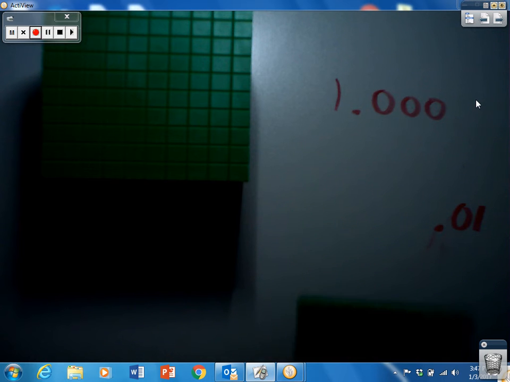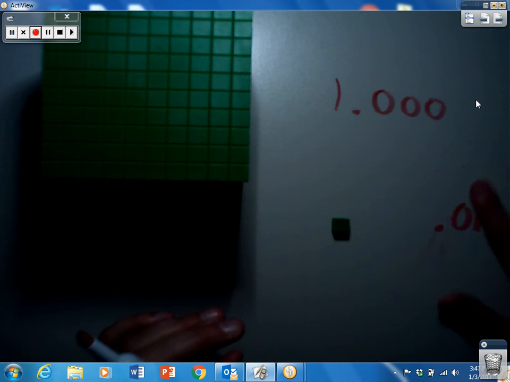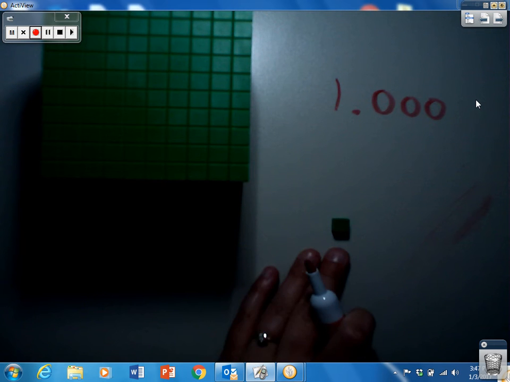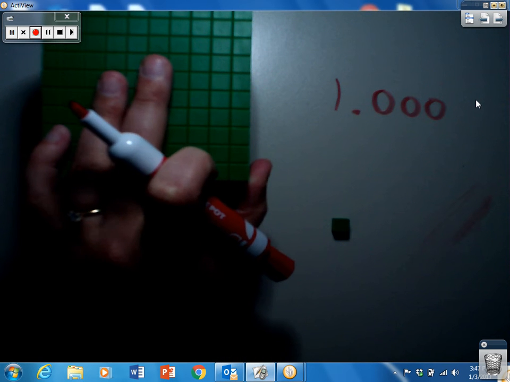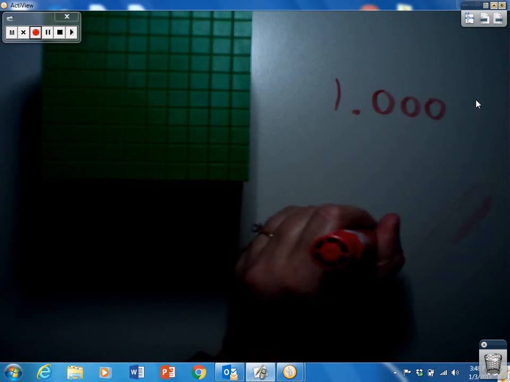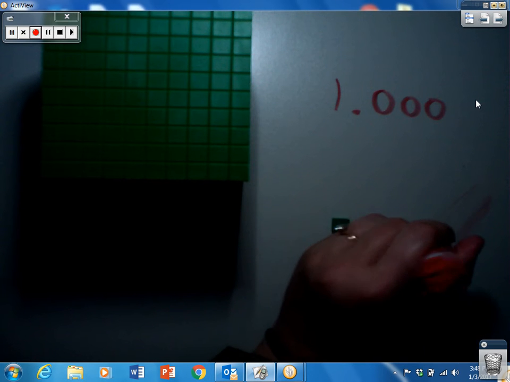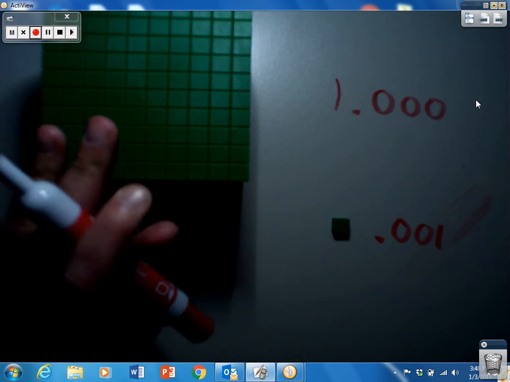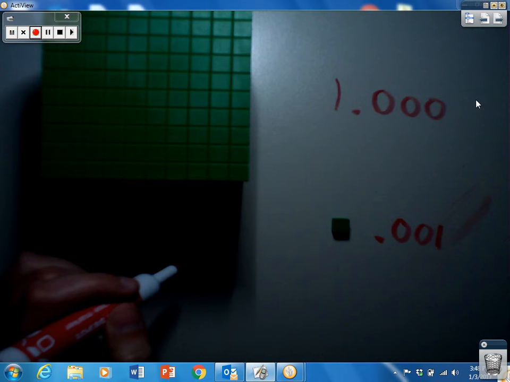And then lastly, what about this tiny little cube? How many little cubes fit into my whole thing? You guessed it, 1,000. So that would be written as 1/1,000th of my whole thing. One piece out of 1,000 pieces.